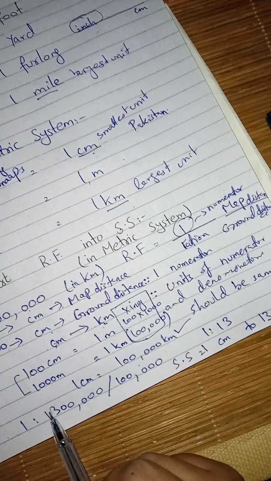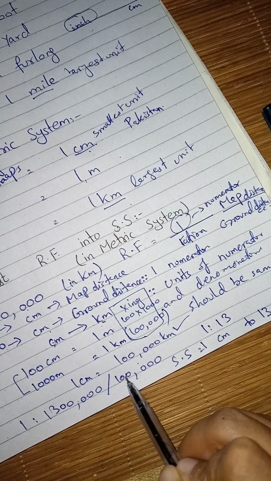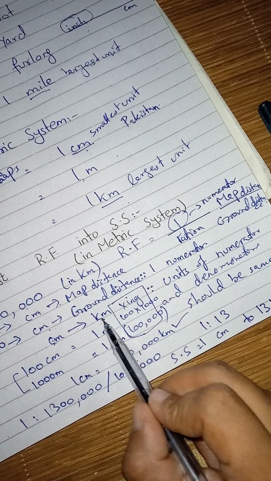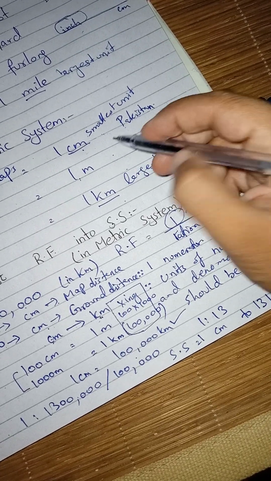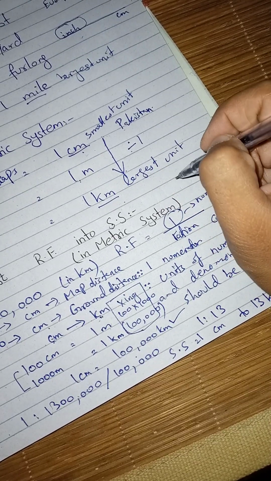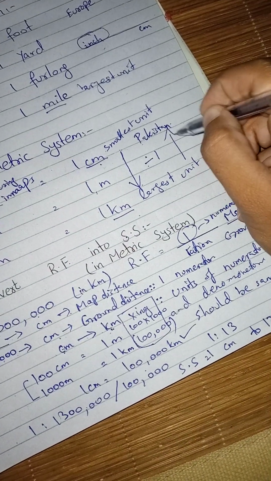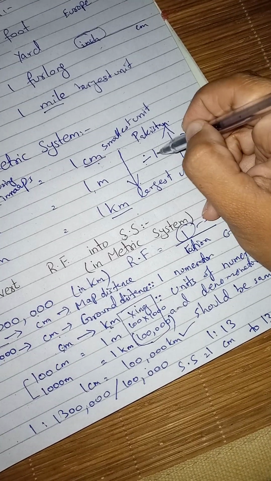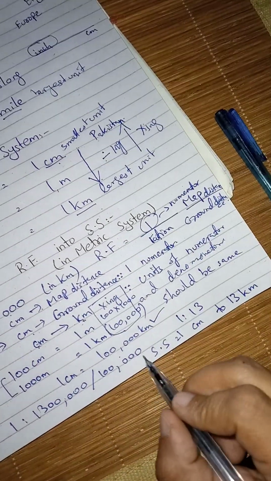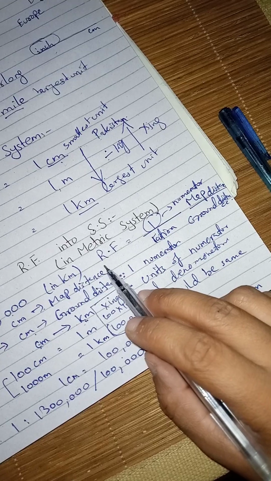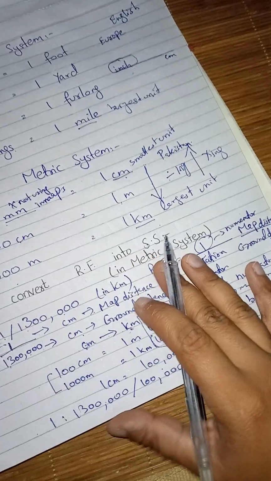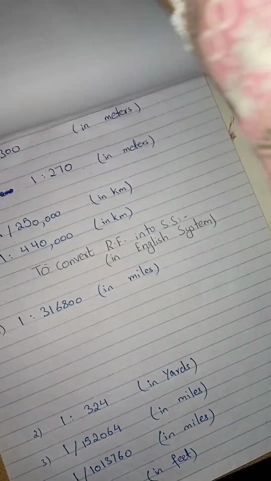And to repeat, 1/1 was divided by 100,000. Why? Because we are moving from centimeter to kilometer, meaning we are moving from smallest to largest, we are going to divide. And if we are moving from largest to smallest, we are going to multiply. So that's how you can convert a statement scale back into RF, which we are going to see in our next video. So today we have done RF into SS, from smallest unit to largest unit.